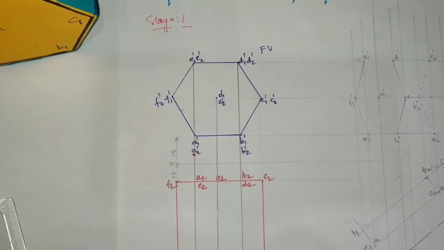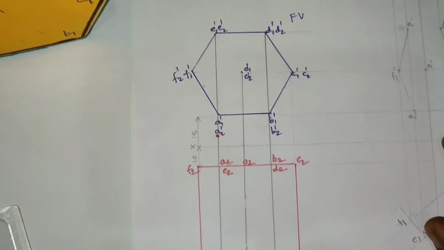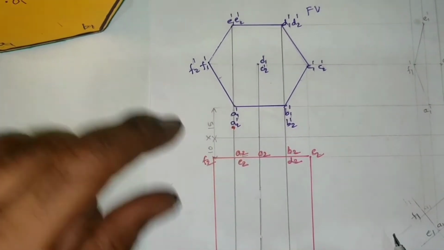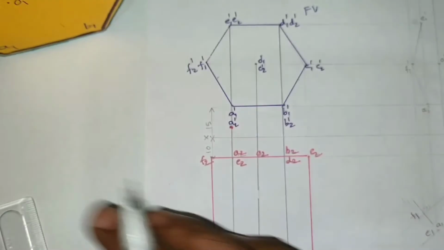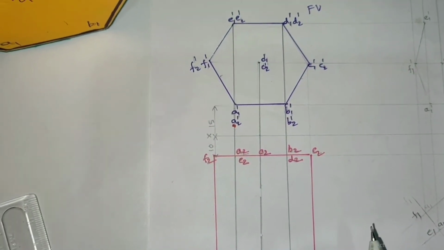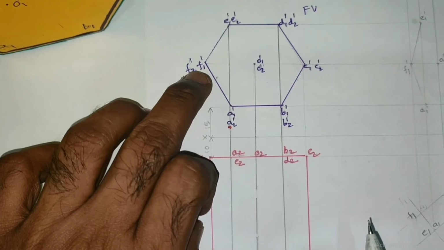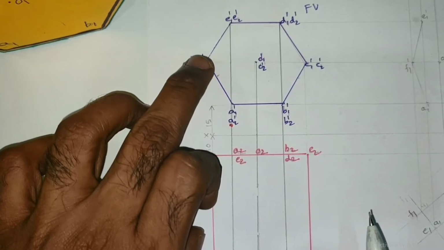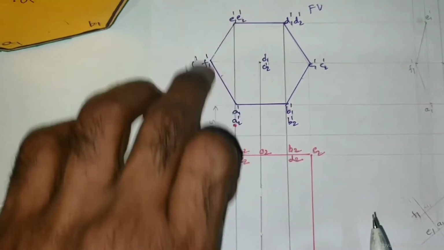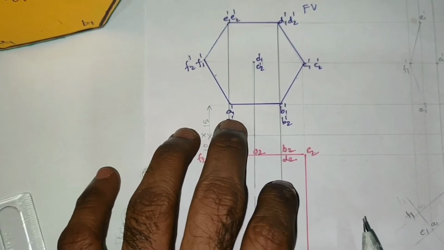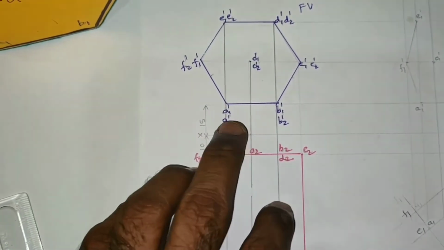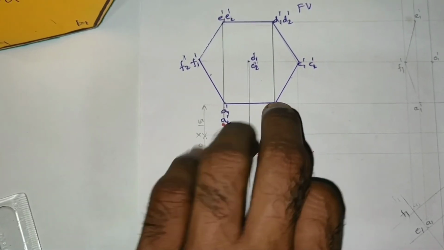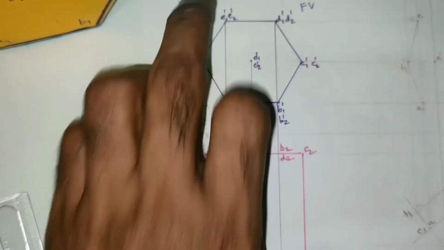After the completion of stage 1, we are going to have the projections in this way. This is the corresponding top view and this is the corresponding front view. When we observe this prism in the front direction, all the corresponding corners will be focused onto a single point, like f1 dash, f2 dash. We give the prime, f1 dash and f2 dash, because this is the front view. Similarly, a1 dash, a2 dash and b1, b2 corners will be laid on a single point. Similarly, c1, c2 and d1, d2.